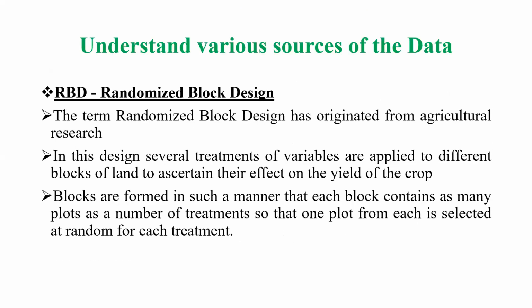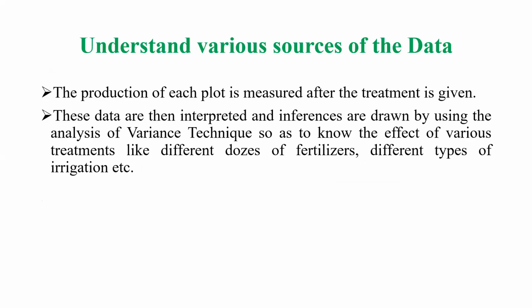Likewise, randomized block design. The term randomized block design has originated from agricultural research, friends. In this design, several treatment variables are applied to different blocks of land to ascertain their effect on the yield of the crop. Blocks are formed in such a manner that each block contains as many plots as the number of treatments, so that one plot from each block is selected at random for each treatment. The production of each plot is measured after the treatment is given. These data are then interpreted, and inferences are drawn by using the analysis of variance, ANOVA.